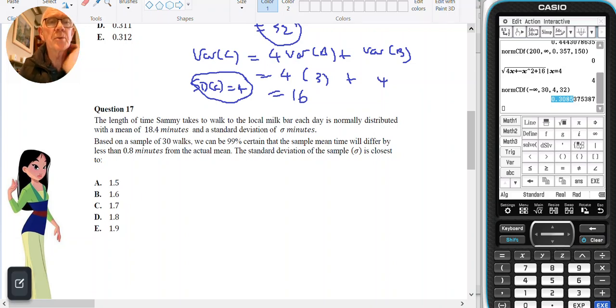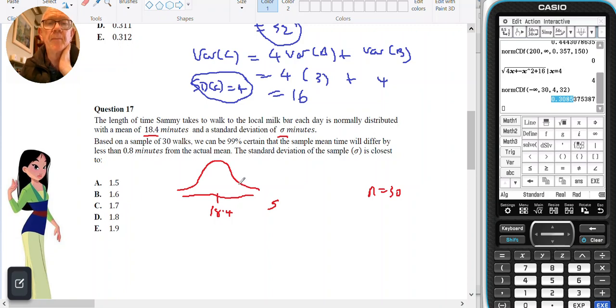Okay, question multiple choice 17. The length of time that Sammy walks to school is normally distributed with a mean of 18.4, standard deviation I don't know. So this is Sammy, walking to school, mean of 18.4. On a sample of 30, we can be 99% certain that the sample mean will differ by less than 0.8 minutes.